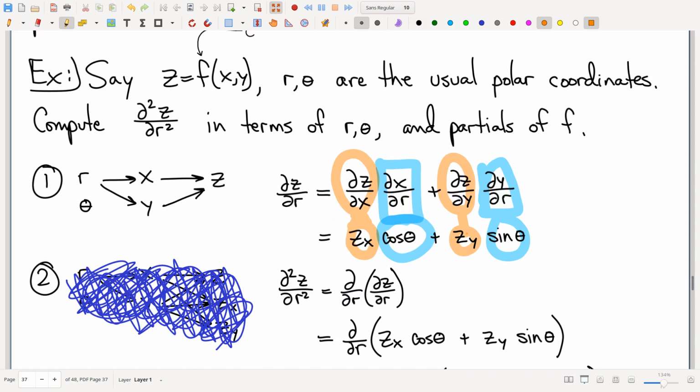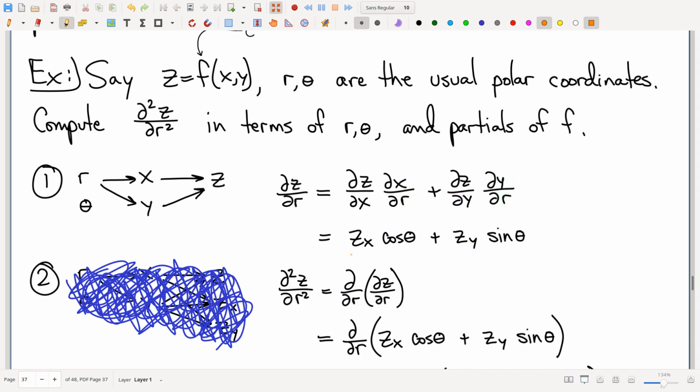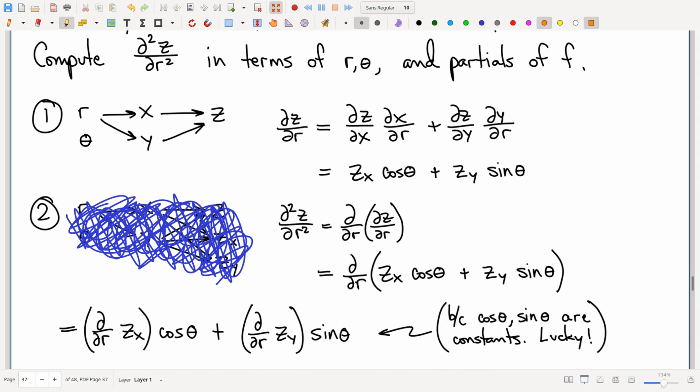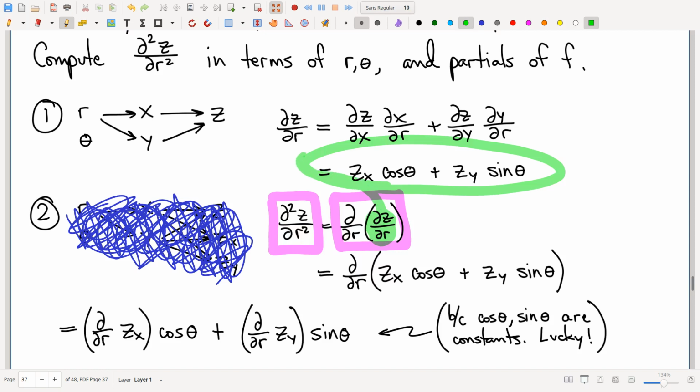Okay. All right. Now, next question. Suppose I want to compute the second partial of z with respect to r, which of course is the r partial of the r partial, the r partial being something that we have in fact just computed there. All right, so that's the first step in computing the second partial of z with respect to r.